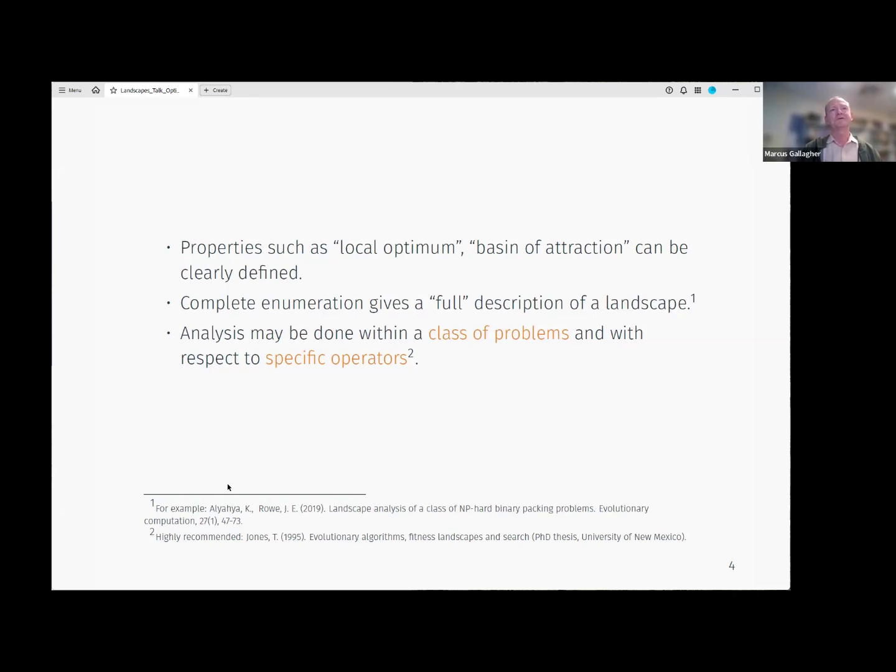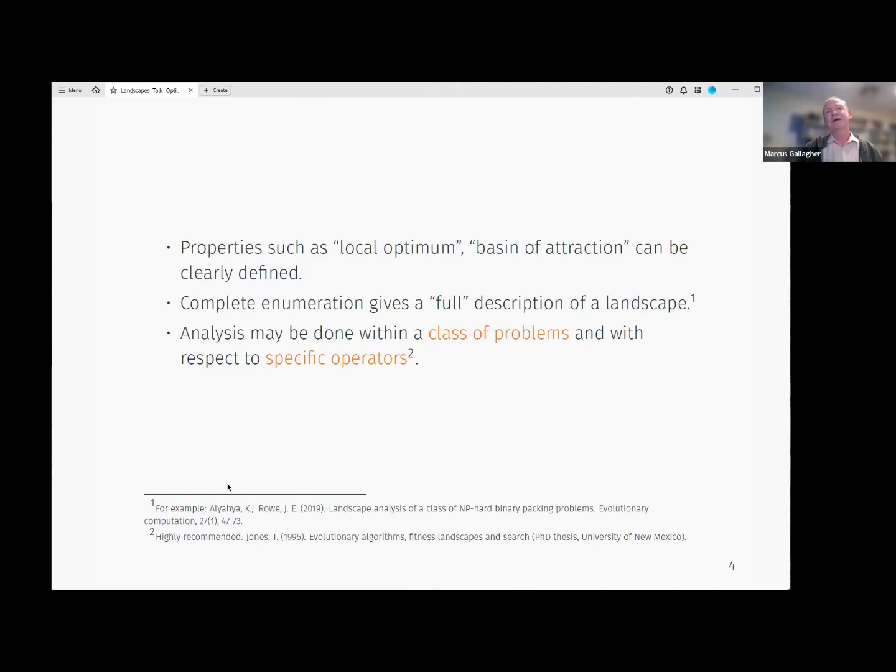And these kind of properties have been studied by lots of people. Complete enumeration would give us this full description of the landscape, and you could do that in some cases. Just a couple of selected references through the slides. If you could fully enumerate the landscape, then you could count the number of local optima, for example, and extract information from the landscape that way.